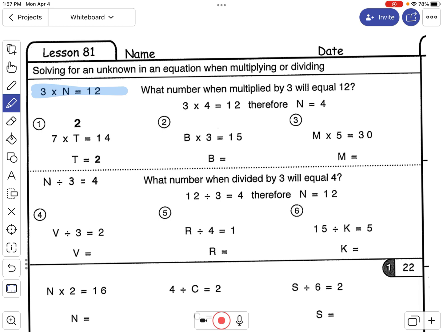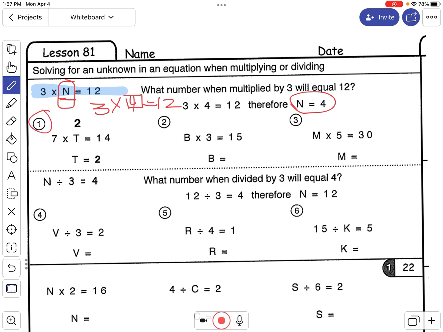3 times n equals 12. I want you to think of n as being like a blank, or back in the old days, you would have 3 times a box, like a missing number is equal to 12. Well, what number would go in that box or in that blank? Obviously, a 4 would go in there because 3 times 4 is 12. So that means that in this math problem, the letter n is holding the place for the number 4. Or I would say that n is equal to 4 in that math problem.